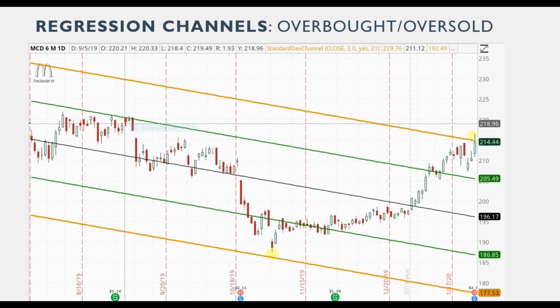I just brought up Mickey D's to show you that it occurs on all stocks. Anything really that has a price associated with it, you can put on a regression channel and get an overbought, oversold look at the market that it's in. You can see Mickey D's right here. This was a good place to buy. This is a good place to sell. The random walk is over when you start to use the regression channel.